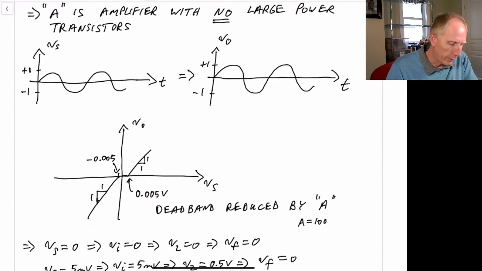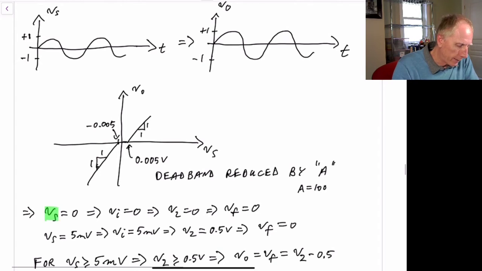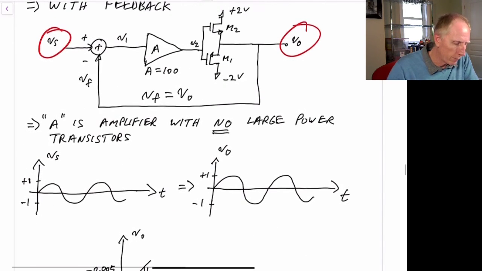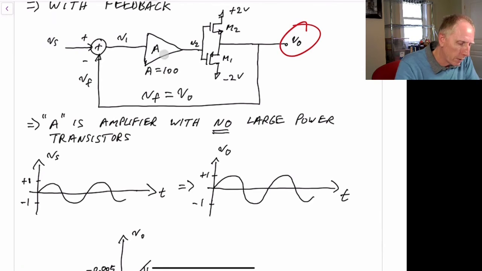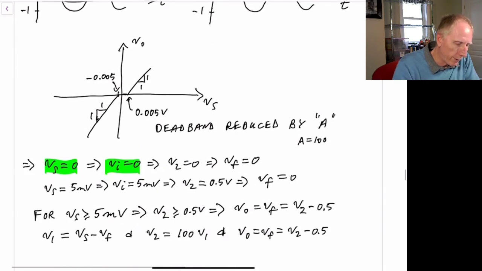How do we get this reduction in our deadband? Well, if we look at the case when Vs is equal to 0, Vi will equal 0. So if Vs is equal to 0 here, then this will equal 0, this will be 0, and this will be 0, and it will be a stable system. So that would be our first case that we have here.